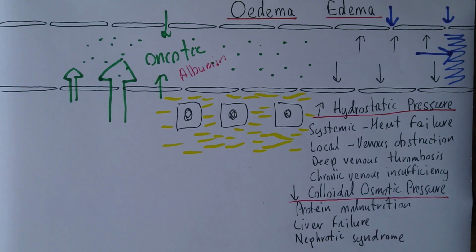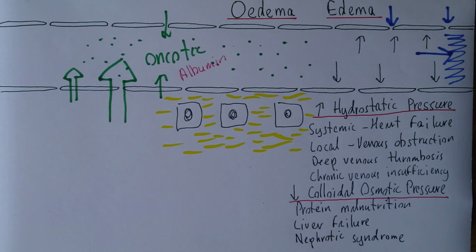So nephrotic syndrome is where the kidneys are leaking protein. There'll be a proteinuria because the proteins are leaking out of the kidneys, normally due to problems with the glomeruli.